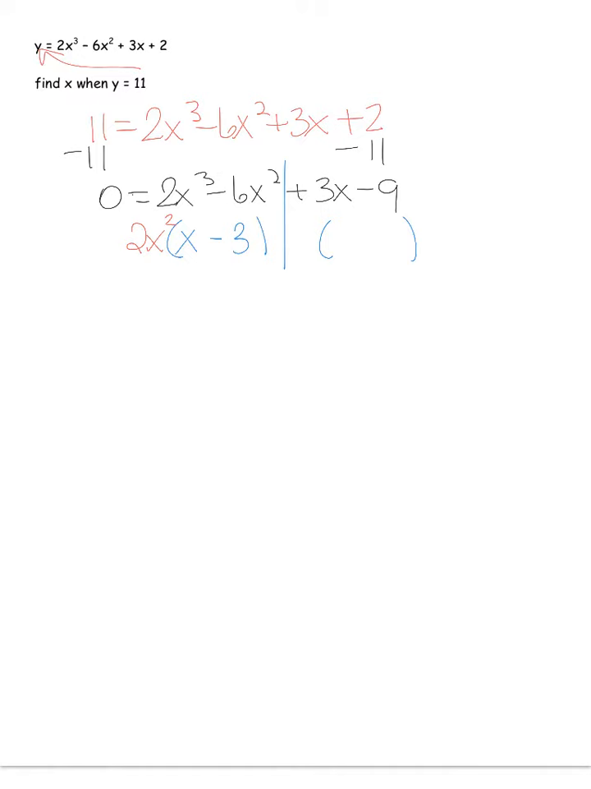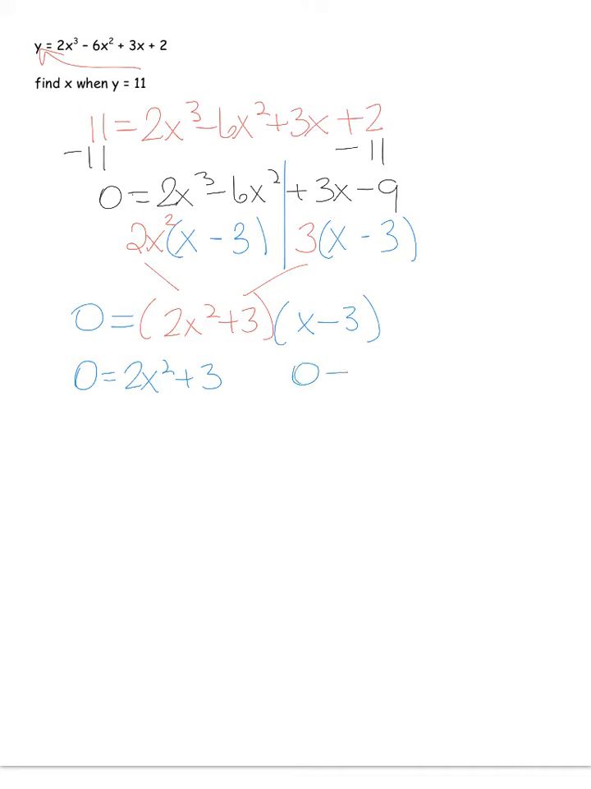All right, so now 3x minus 9. 3 and 9 both divide by 3, so that's our common factor, which leaves us with x and negative 3. So our GCFs are 2x squared plus 3, that's one factor, and x minus 3 is the other, and it was still an equation equal to 0. So now we use our zero product property. We set each factor equal to 0 and solve each.